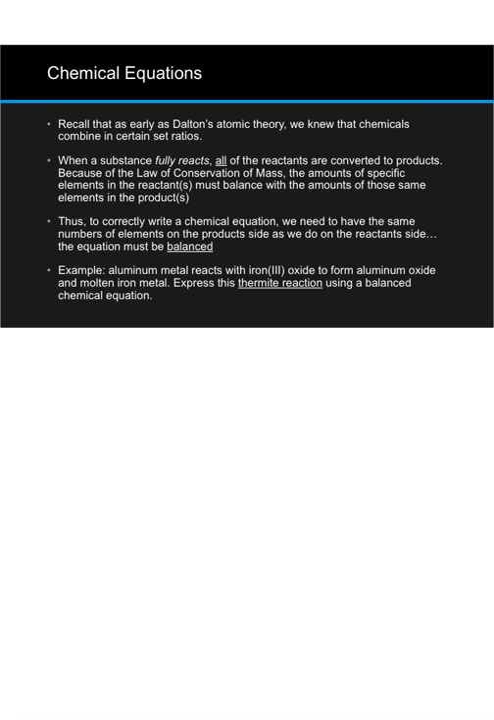For example, suppose that we were going to react aluminum metal with iron 3 oxide to form the new chemical products, aluminum oxide and molten iron metal. This is a thermite reaction, and we're going to describe it using a balanced chemical equation. The first step towards writing a balanced equation is to write out all of our substances as both reactants and products. Remember that reactants chemically transform into products.